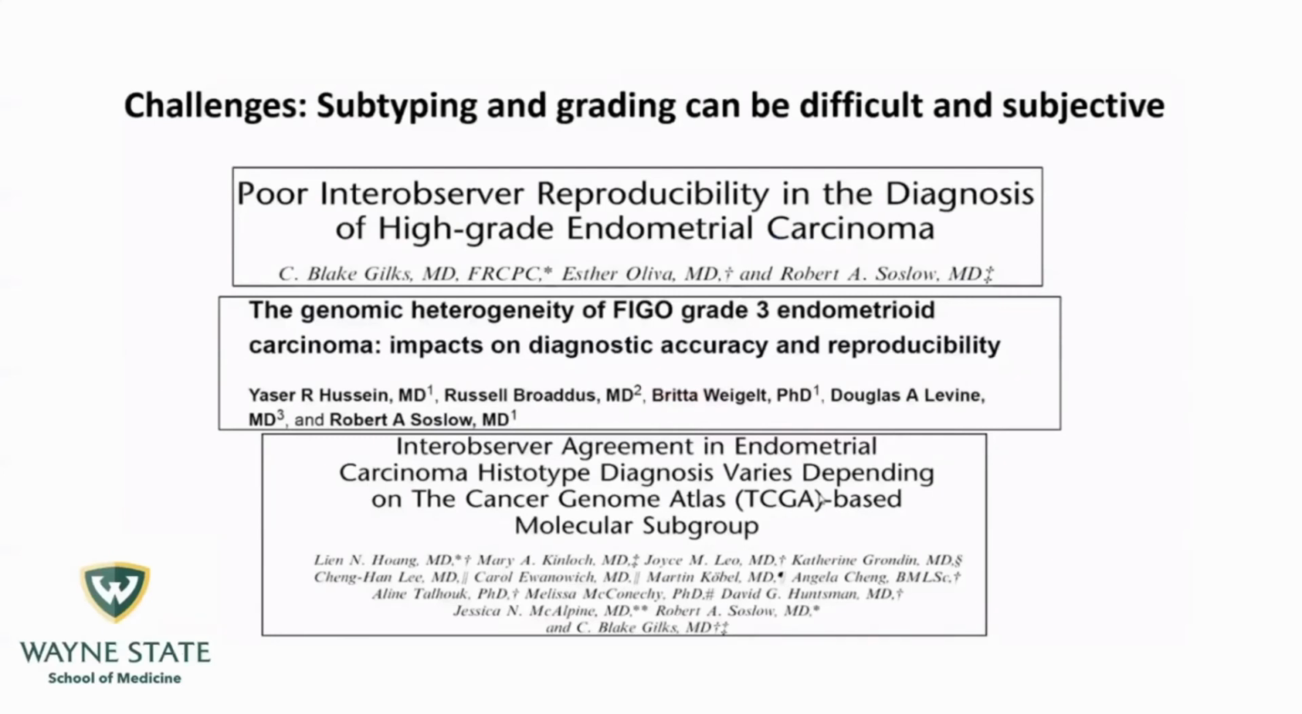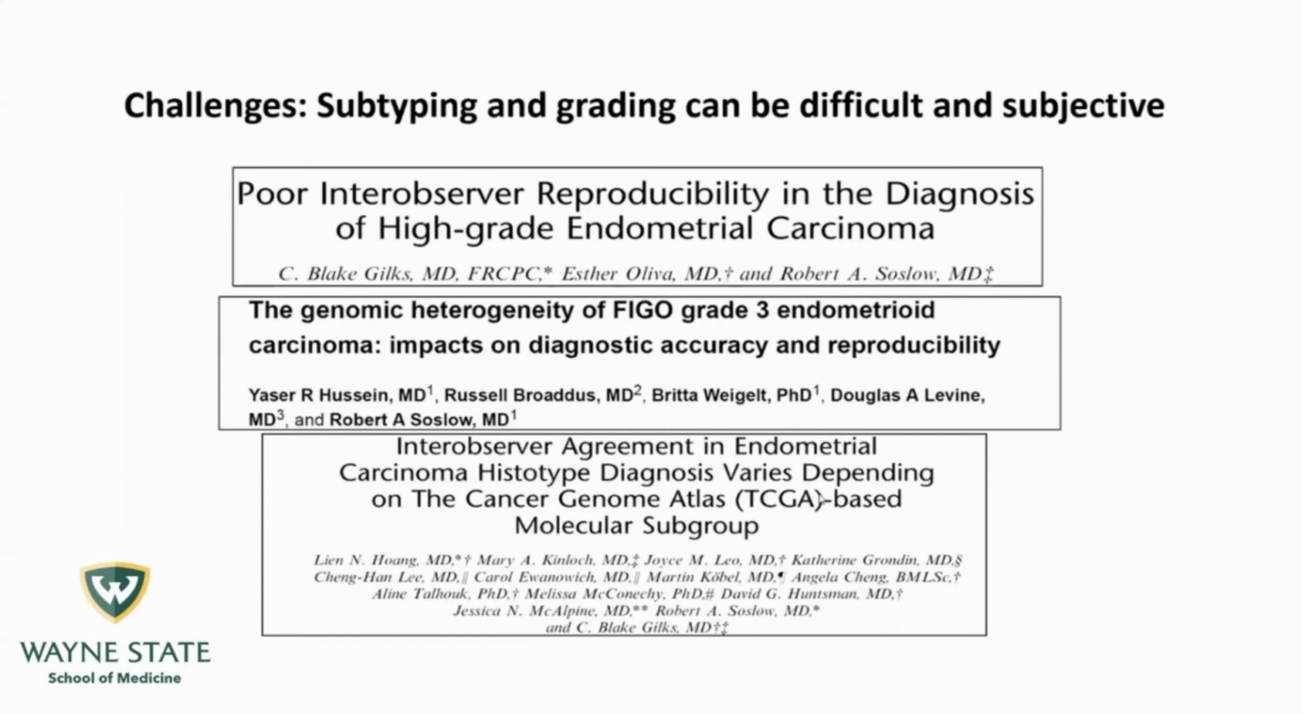Again, one more time, I'm talking about the challenge that on H&E, the inter-observer reproducibility is low, even among experts. In this study, the first one I highlight, Dr. Oliva, Soslow, and Gilks looked at high-grade endometrioid carcinoma, and they could not agree among themselves and with each other. And the genomic heterogeneity of FIGO grade 3 endometrioid carcinoma really impacts the diagnosis and the treatment for the patients.